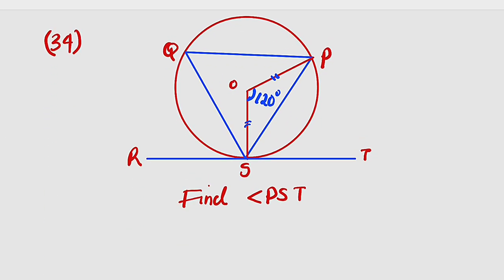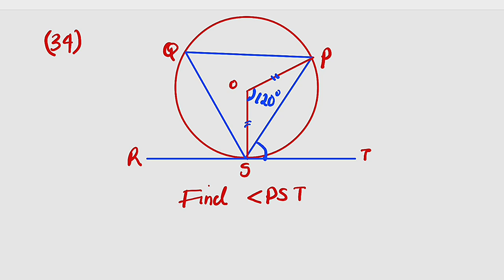Question number 34 is under circle theorem. We're given a circle PQS. We have a tangent line here, R to T, which meets the circle at S. We have a chord here. An angle subtended by that chord to the center is 120 degrees. By seeing these two marks, you should know that the triangle POS is an isosceles triangle. And we're asked to find the measure of angle PST. Where is PST? We're talking about this angle.